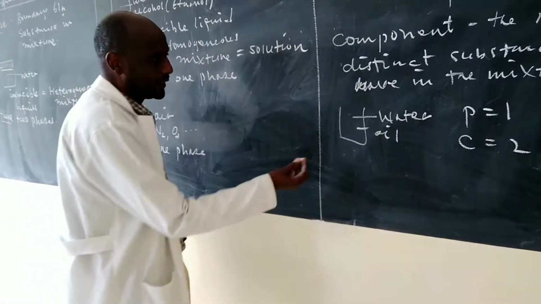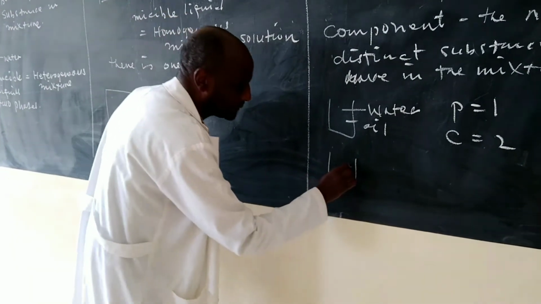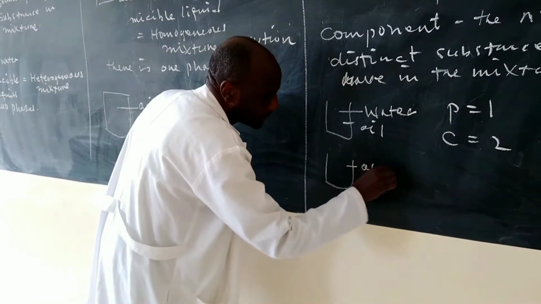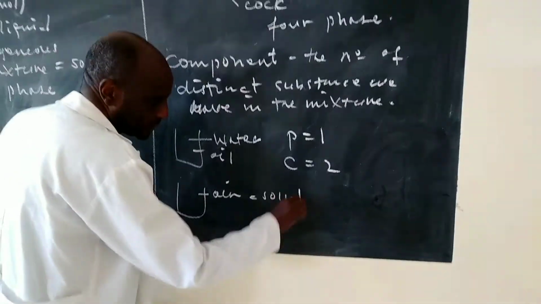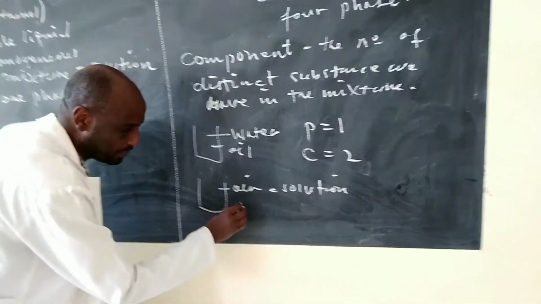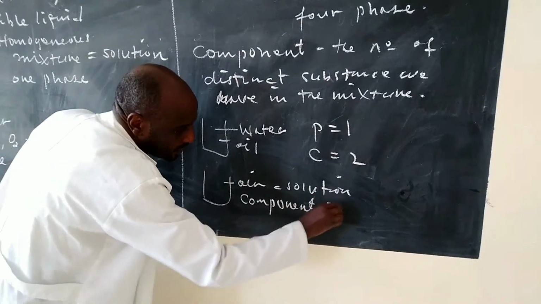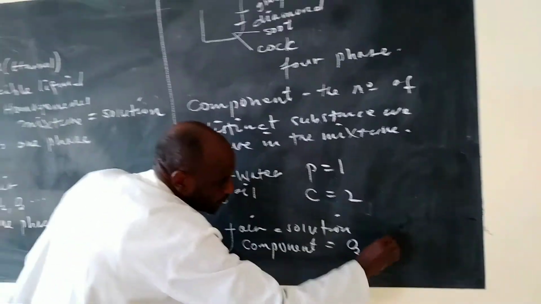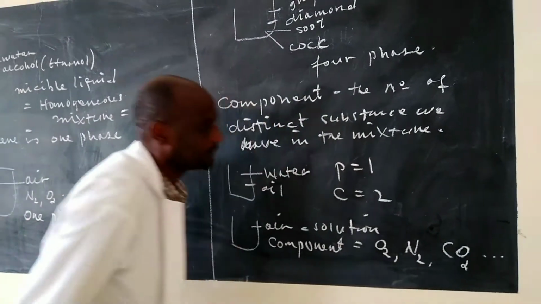If we take another substance, a solution, again air is a solution, homogeneous, it's one phase. Now here we have components. The components are oxygen, nitrogen, carbon dioxide, etc.